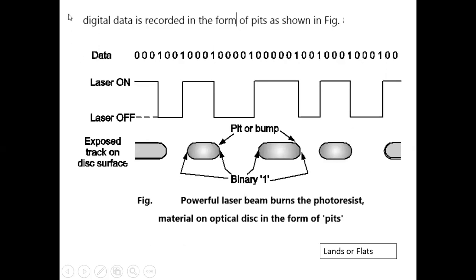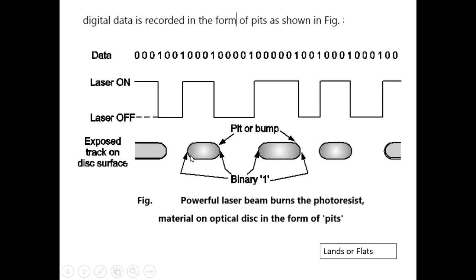So just now I told you that analog information is converted into digital, and that digitized information along with control information is given to the high intensity laser, and this digital data is burned. So let us say this is the photoresistance material which is burned after applying this 1010, that is high intensity laser, on and off, and accordingly the exposed track of the disk surface is shown over here.